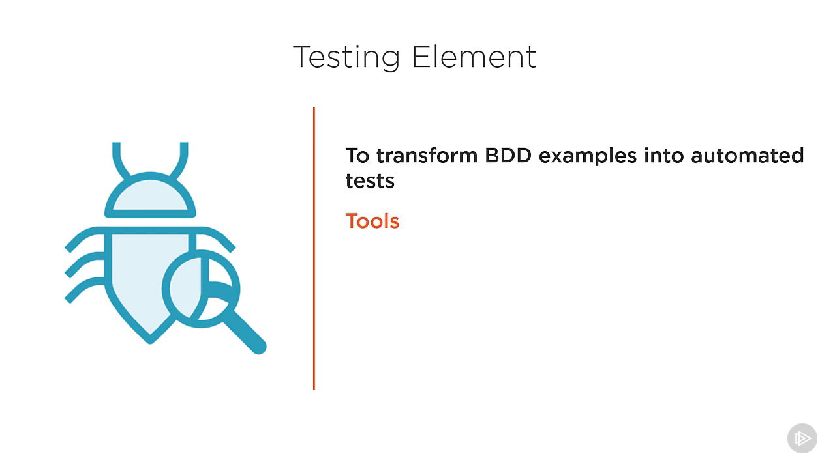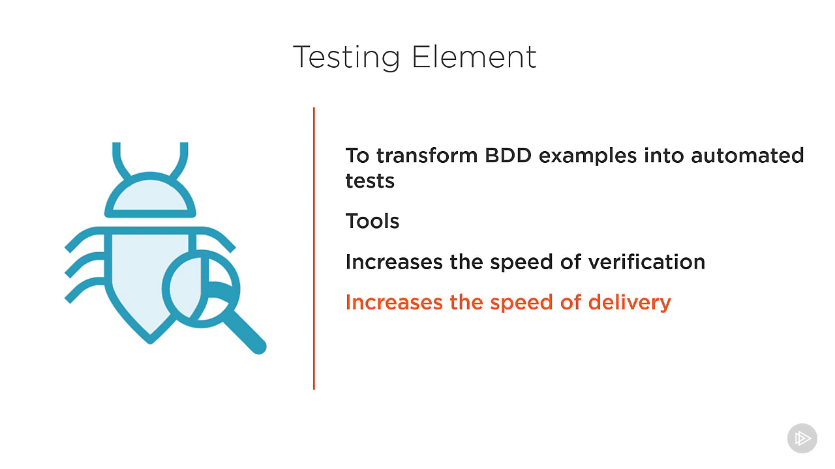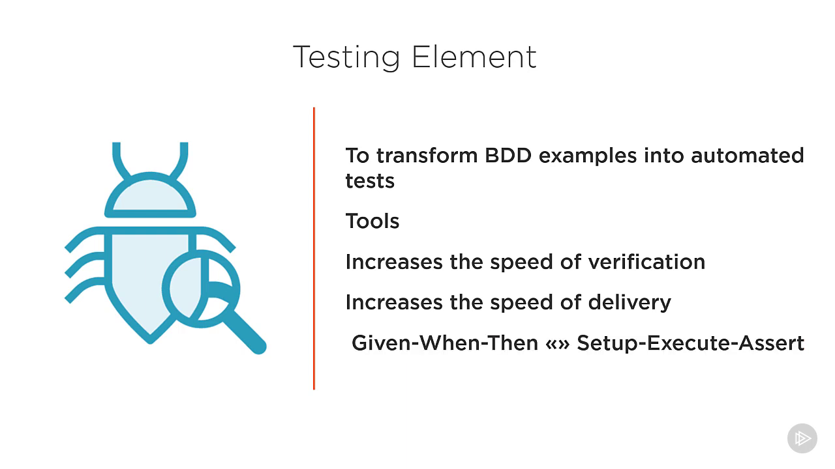Having automated tests significantly increases the speed of verification, and with this, it increases the speed of delivery as well. Moreover, the given when then pattern maps directly on the setup execute assert pattern. It means the Agile developers that use test-driven development can implement the tests directly rather than interpret them.